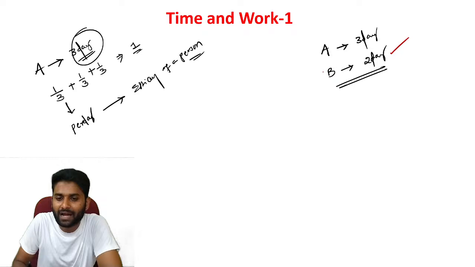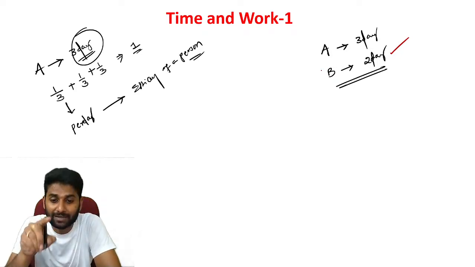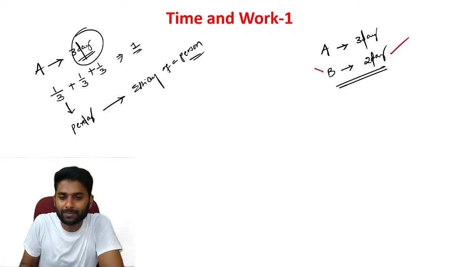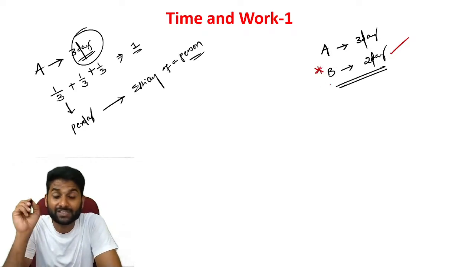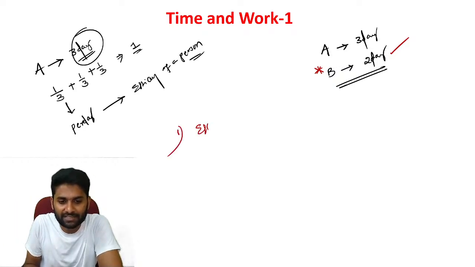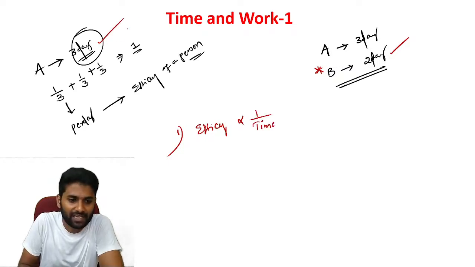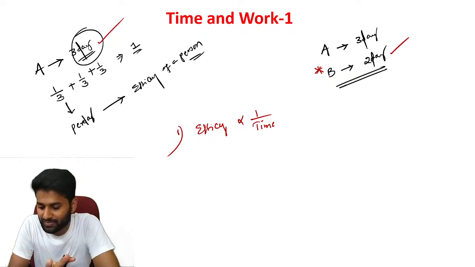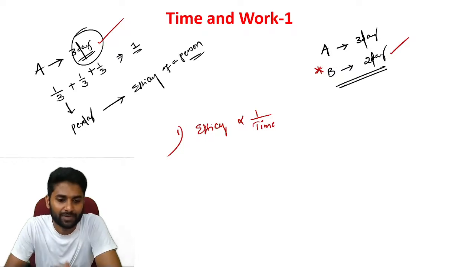The reason behind this is that the person completes the work in fewer days when compared to the other person. If any person completes the work in fewer days, that person is the most efficient. That's why you should understand that efficiency is inversely proportional to time. Guys, if A takes 3 days, the efficiency of that person is 1/3. That's why the relation between efficiency and time is inversely proportional.